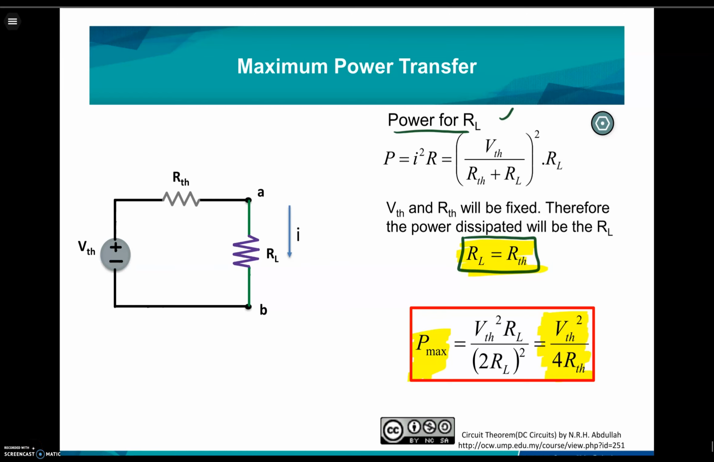I repeat again. This is the equation that you need to remember in order to solve questions related to maximum power transfer: RL is equal to R Thevenin, and Pmax is equal to Vthevenin squared over 4R Thevenin.